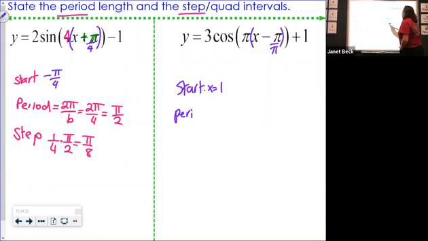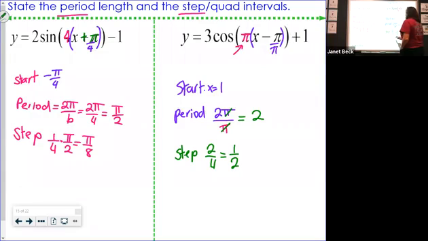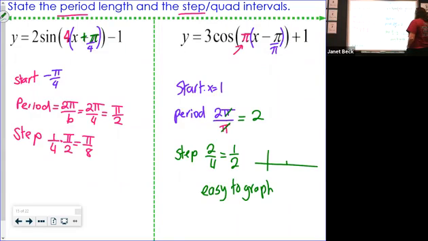Your period is going to be 2 pi divided by your value of b. Here's your value of b. It looks so ugly there, but look what it means. It's wonderful. It means your period is just 2, and it means your step is simply 2 divided by 4, which equals a half. This one is going to be so easy to graph because your x-axis is just going to have numbers on it like 1 and 2. Much, much easier. That looked ugly, but it meant the question was much easier.